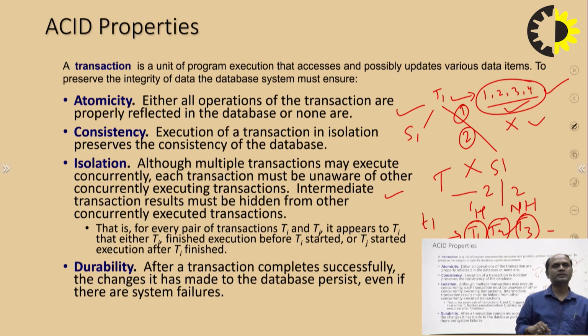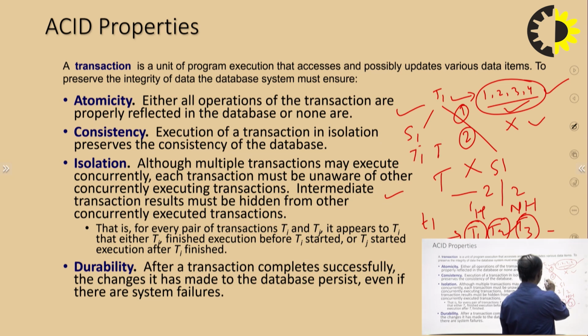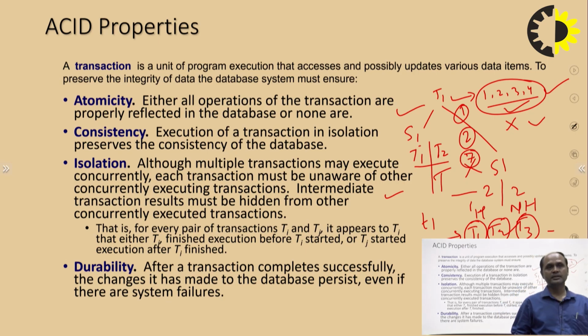Suppose T1 and T2 are both running in the database at timestamp 7. At timestamp 7, they are executed separately, in isolation, and cannot interfere with each other. T1 is executed separately and T2 is executed separately. This is called the isolation property of a transaction.